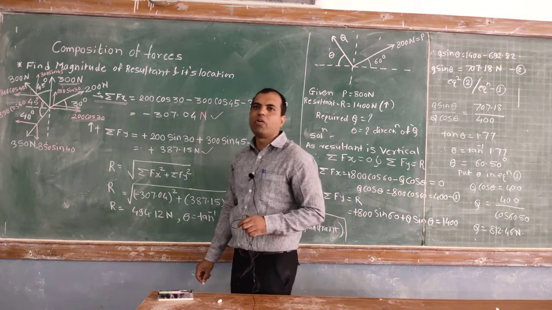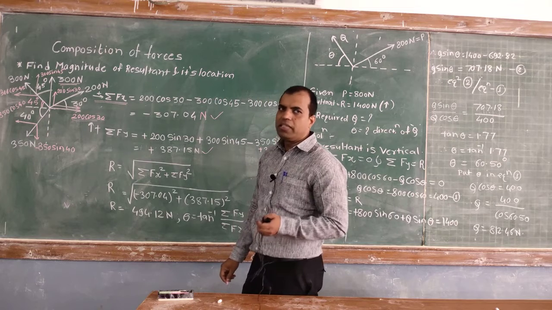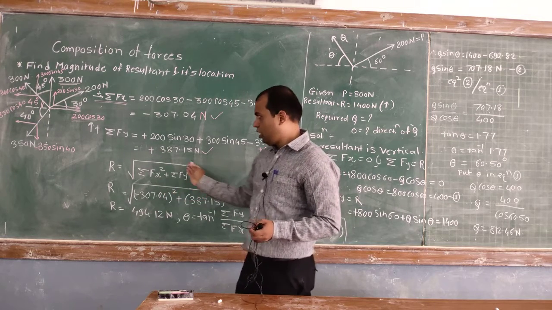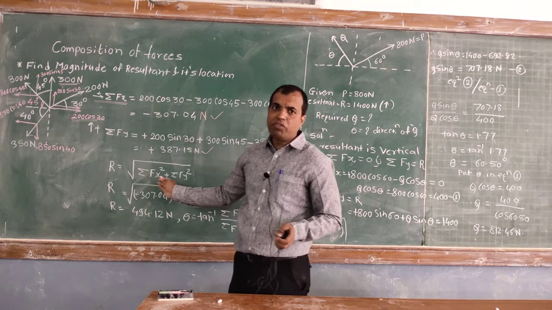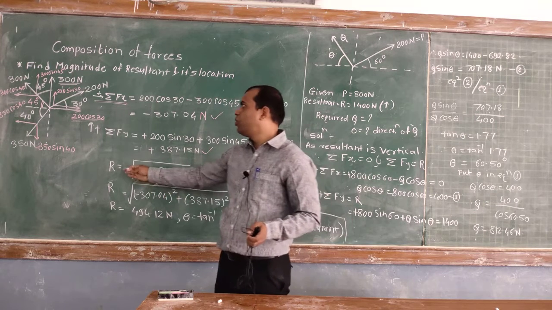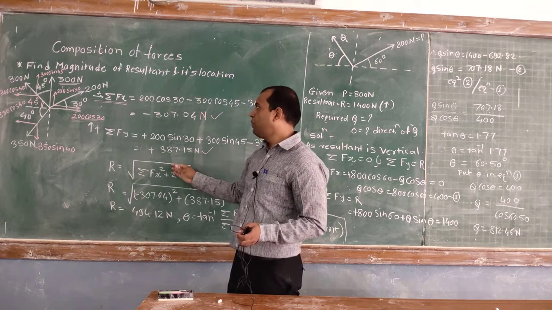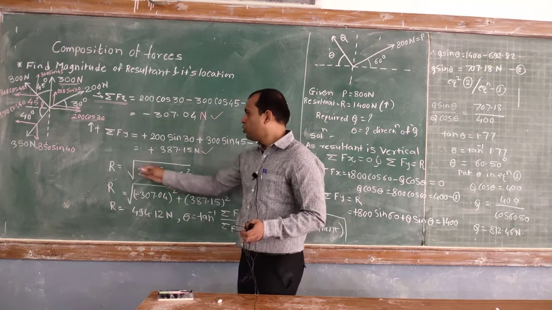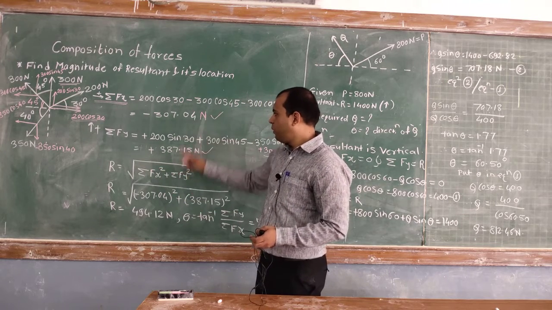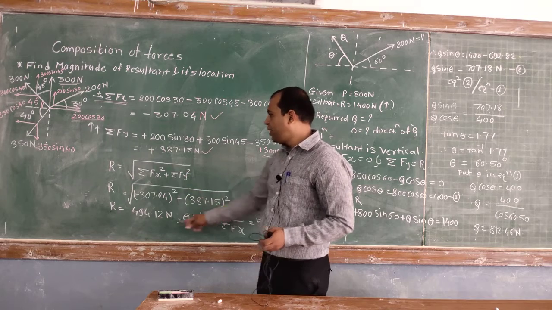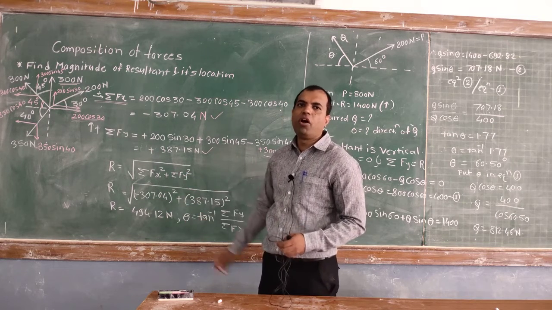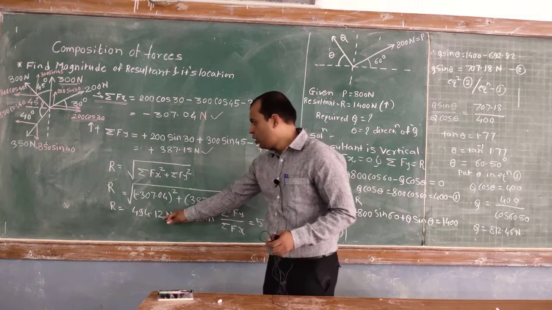Okay, now summation of F of x is known to us, summation of F of y is known to us. Now we have to find out the resultant. How to find out the resultant? There is one formula. By using Pythagoras, we have already derived this relation in the second lecture. R is equal to under root of summation of F of x square plus summation of F of y square. Substitute the values of F of x and F of y in this equation and after taking the square root, you will get the value of the resultant.